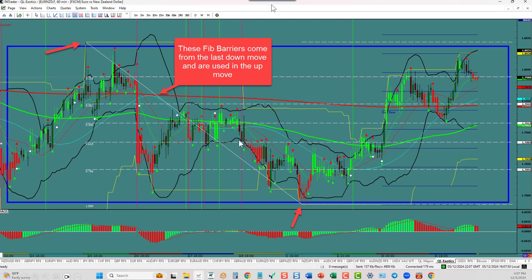Do they know the lines? And you can see they knew the lines on the up move, because those were the barriers in the range. They knew that line, they knew that line, they knew that line, and they knew that line. See, they know them.